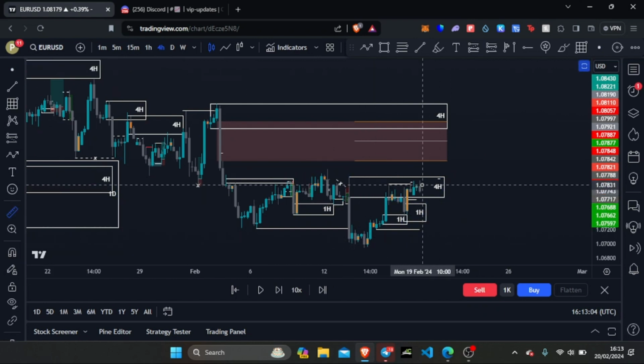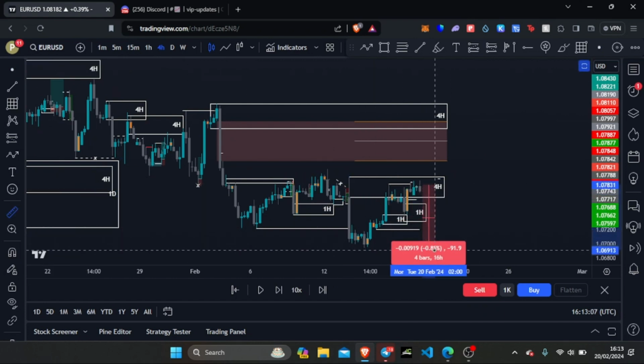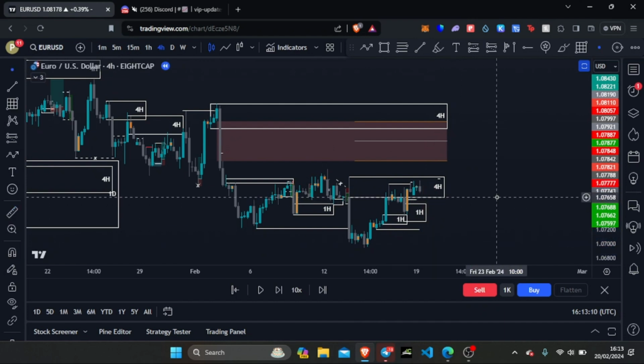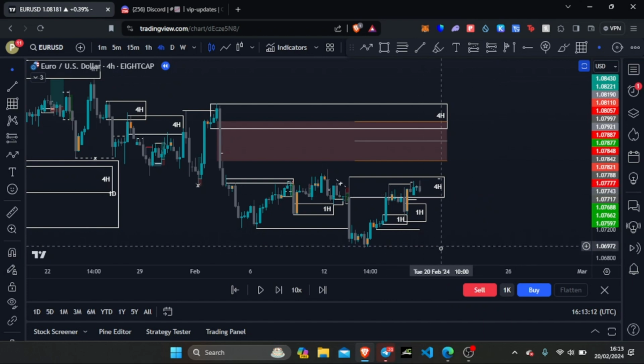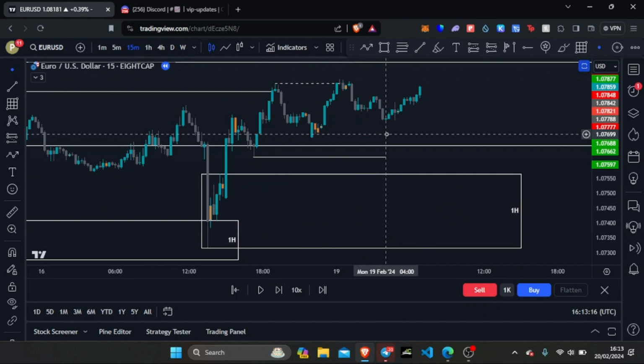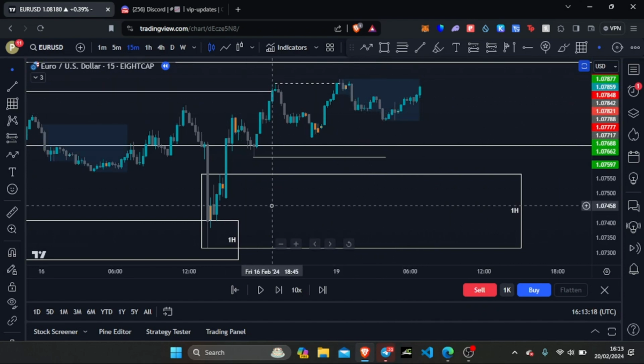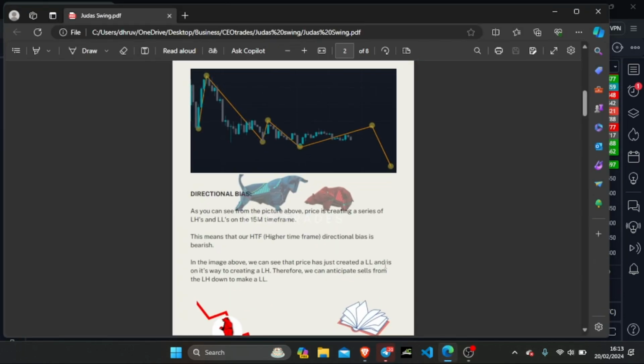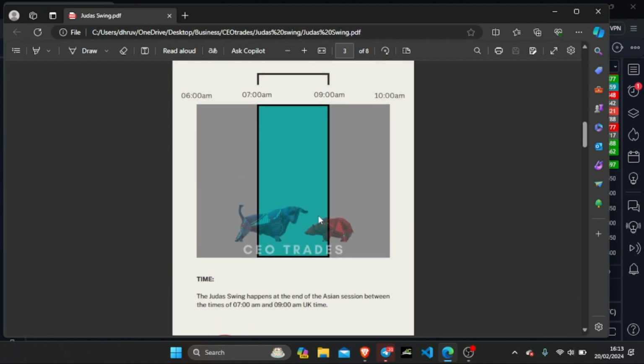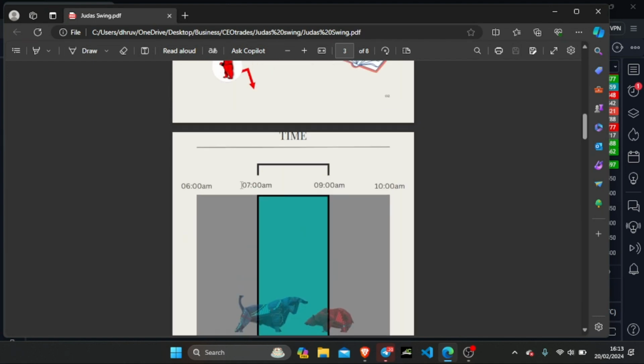Now that is over 100 pip move. As we can see, it's a 90 pip move going down to break structure. So if we can position ourselves to take us down, that would be an insane trade. So that was the theory behind potentially marking this all out. So the next step within our Judas swing framework is to understand that we have a time window and we trade between the times of 7 a.m. and 9 a.m. So this is the window that we want to look for shorts from.